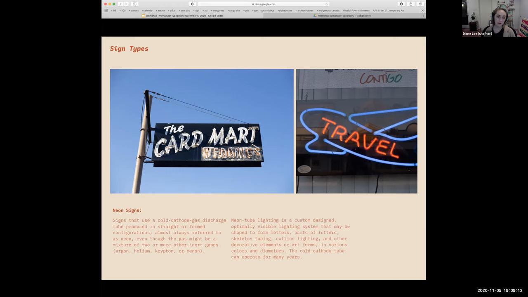So first and foremost, neon signs. They're signs that use a cold cathode gas discharge tube produced in straight or formed configurations. The gas that's used also will contribute to what color it emits as light. And so these signs are almost always referred to as neon signs, but more often than not, the gas being discharged in these tubes is a mixture of two or more other inert gases, including argon, helium, krypton, or xenon.